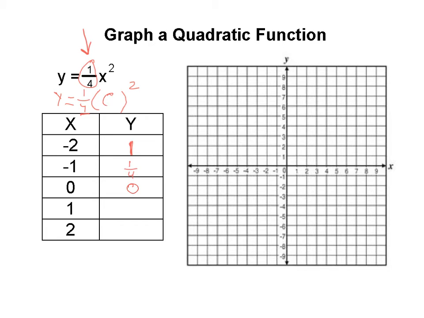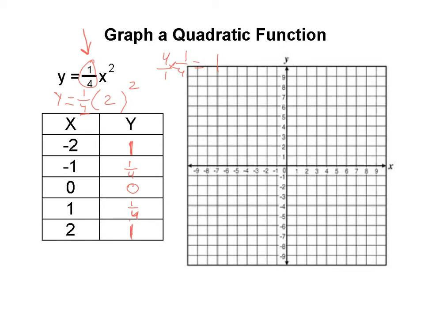So now if we put a 1 in the parentheses, 1 squared is just 1, times 1/4 is just 1/4 again, right? And then if I put a 2 in the parentheses where the x is, 2 squared is 4, right? And then 4 times 1/4 gives us that 1 again, doesn't it? 4 over 4. So there we go. So now let's graph this thing.